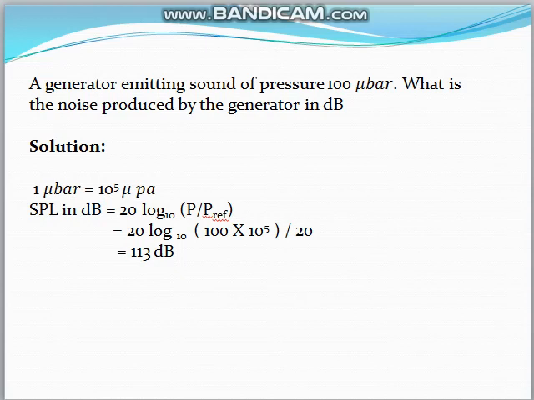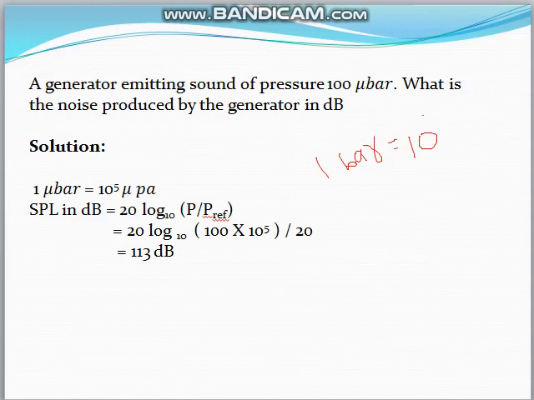1 microbar is equal to 10 power 5 micropascal. That means 1 bar, generally bar represents the units of pressure, 1 bar is equal to 10 power 5 Newton per meter square.